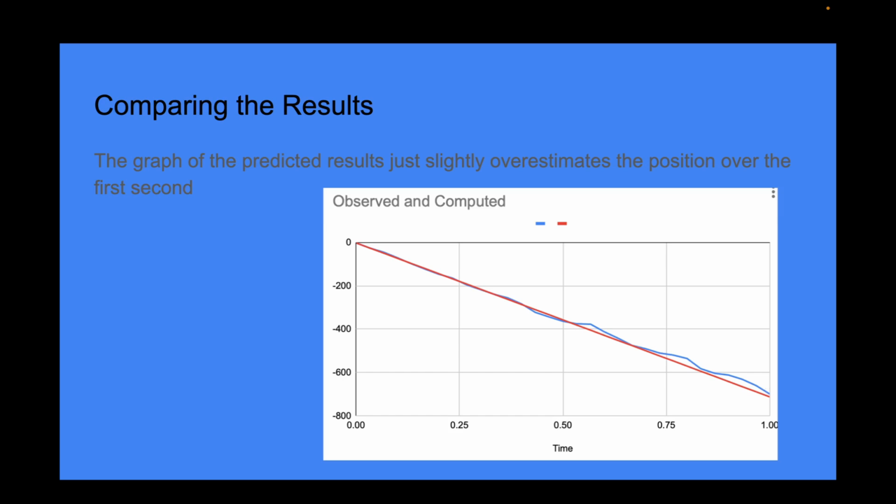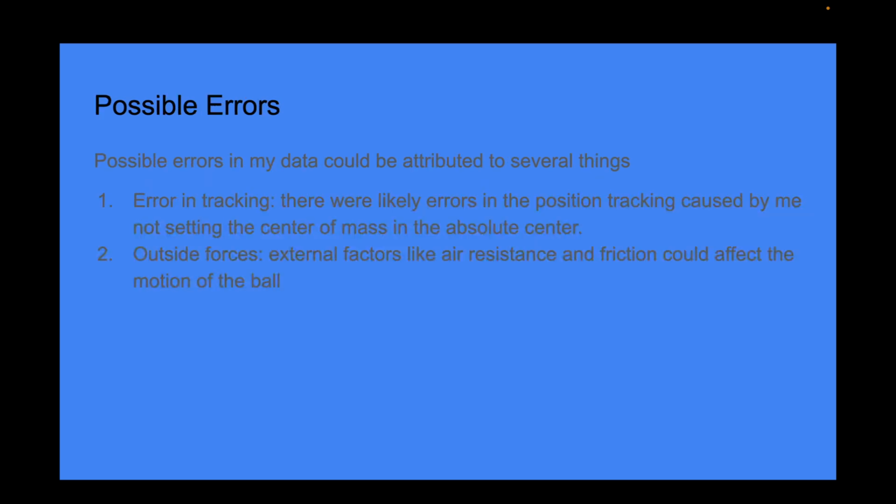We can attribute this to a few things. Obviously, there can be some errors in the tracking; there likely were, caused by me misplacing the center of mass ever so slightly. But the more physics answer would be that there are some outside forces acting on the ball, for example air resistance or friction, that are affecting its motion and its position.